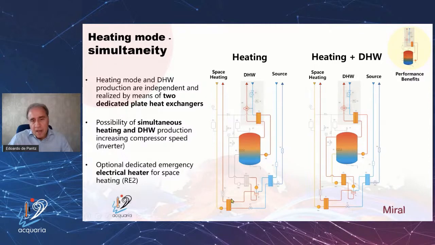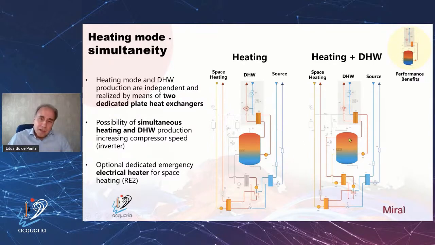So there is a dedicated heat exchanger only for the space heating. And after the expansion valve, the gas is evaporating on the loop side. So I'm reversing into the loop some cool energy, let's say. If in this situation there is a request of the domestic hot water, that can be done simultaneously because there is a dedicated heat exchanger for the domestic hot water. So the two can be done simultaneously, independently.